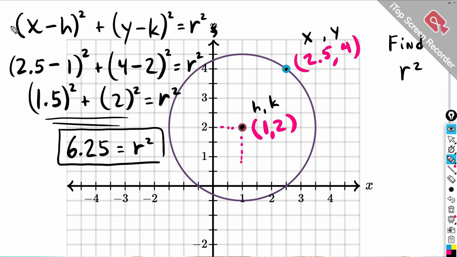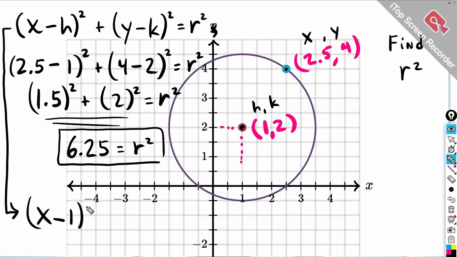So rewriting, remember for the final equation, you leave x alone, so it's going to be x minus h, h is 1, and that gets squared, plus y minus k, you leave y alone, y minus k, which is 2, and that's squared, and that equals r squared, which is 6.25. So this right here is your final answer.